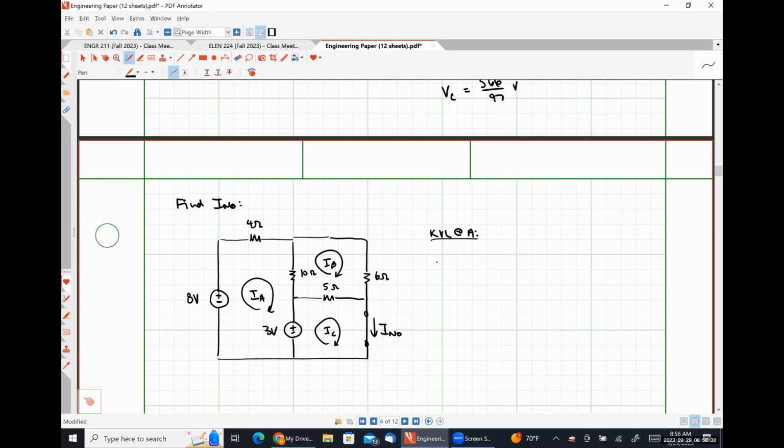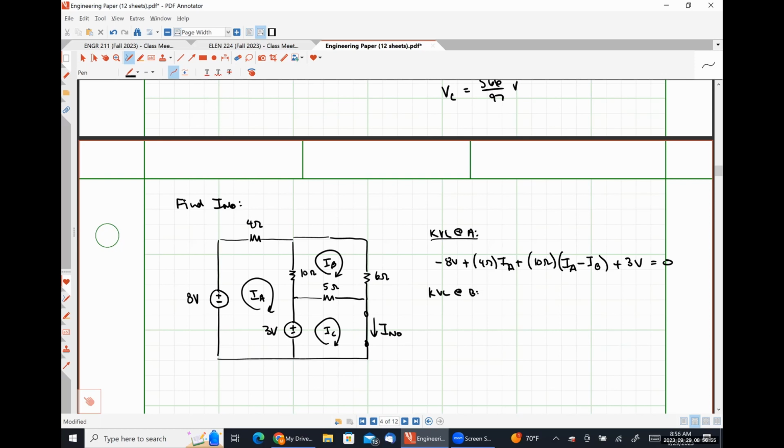So KVL at A, we're going to have negative 8 volts plus 4 ohms times I1 plus 10 ohms times IA minus IB plus 3 volts will be equal to 0.